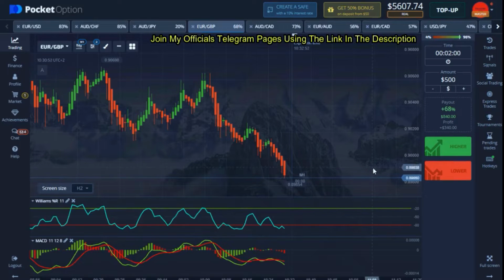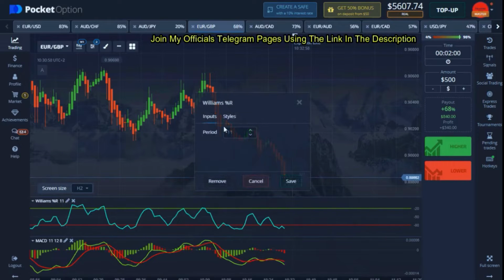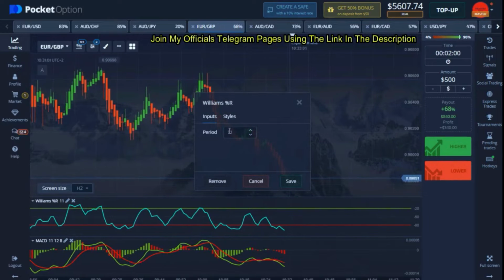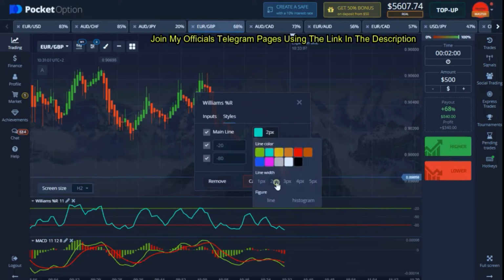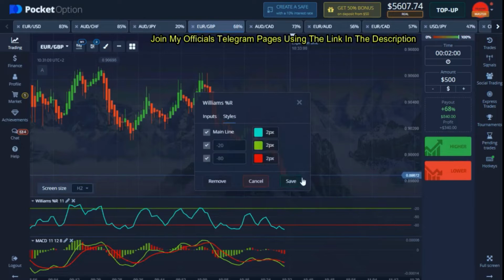All right, so over here we just have two indicators. The first indicator we are using is called Williams, with a period of 11. So the period should be 11. That's the only thing you need to change on the input. On the style here, all you have to do is set the line to 2 pixels, the trend line. So when you're done, you hit save.